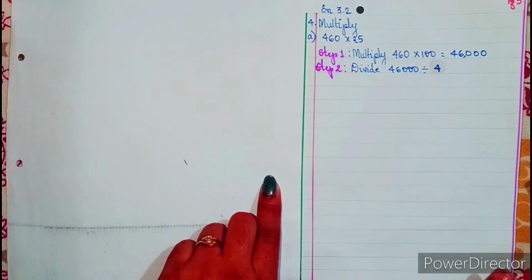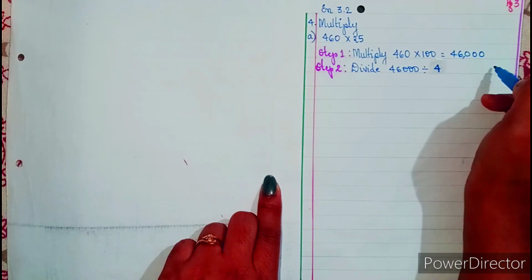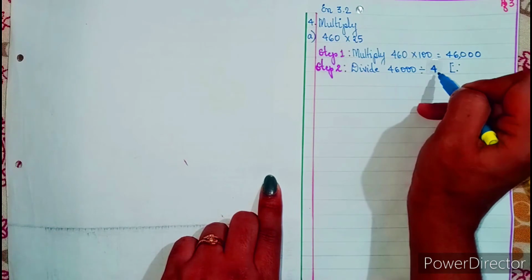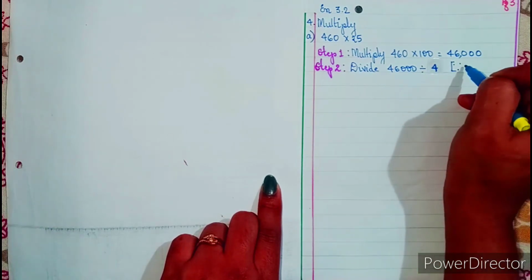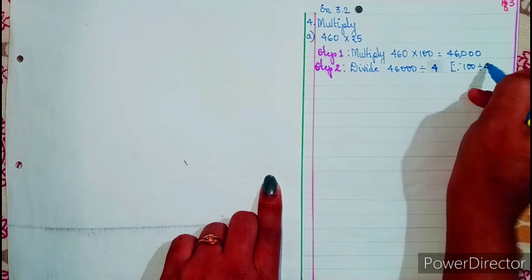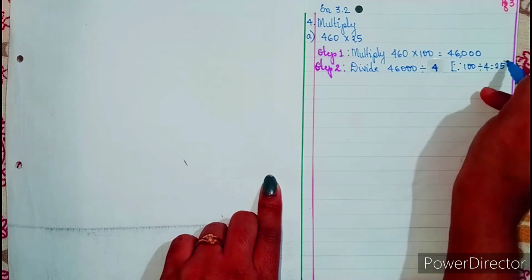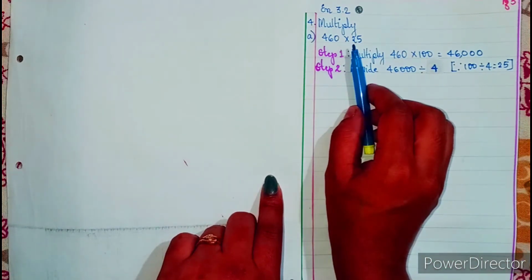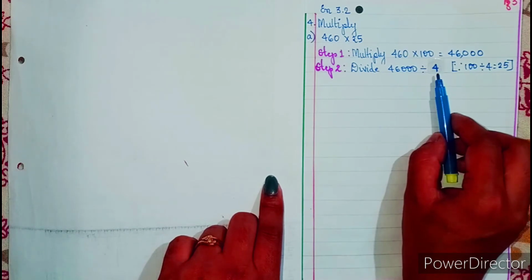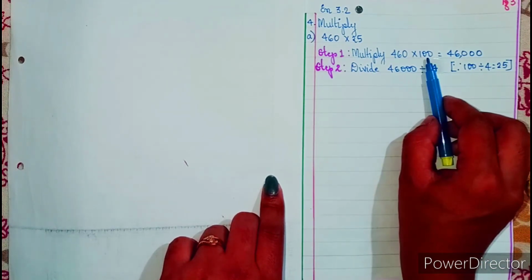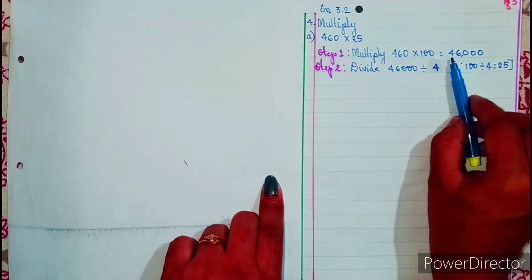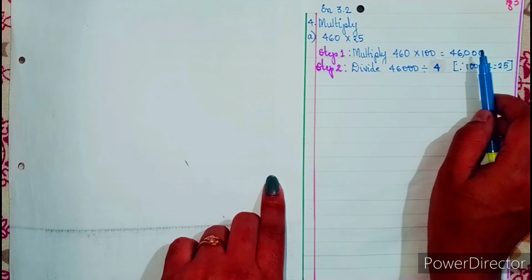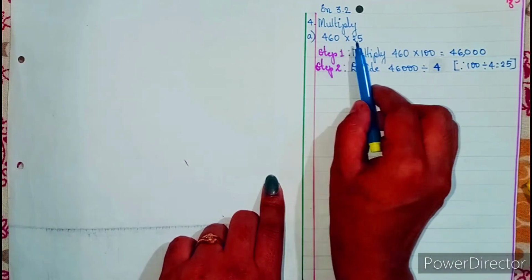So why do I have to divide this by 4 only? The reason behind that, I'll write within the bracket, is that when we divide 100 by 4 we will get the answer 25, isn't it? So that means we are multiplying the given number by 25, hence we have to divide this by 4. First we had multiplied this by 100 and thus we have to divide this by 4, and after dividing, whatever quotient we get is nothing but the product of these numbers.